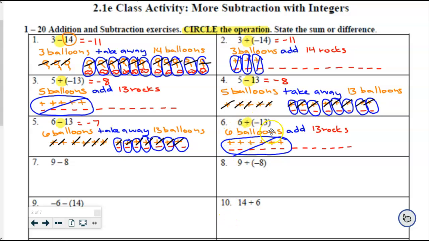Now we have 6 balloons, add 13 rocks. I started with my 6 balloons. I just drew in 13 rocks. When I drew those in, it created some 0 pairs. But I'm left with these 1, 2, 3, 4, 5, 6, 7 extra rocks. So same answer, 2 different ways of looking at the problem. Let's take a vote again. You're voting on, do you like number 5 better, or did you like doing number 6 better?